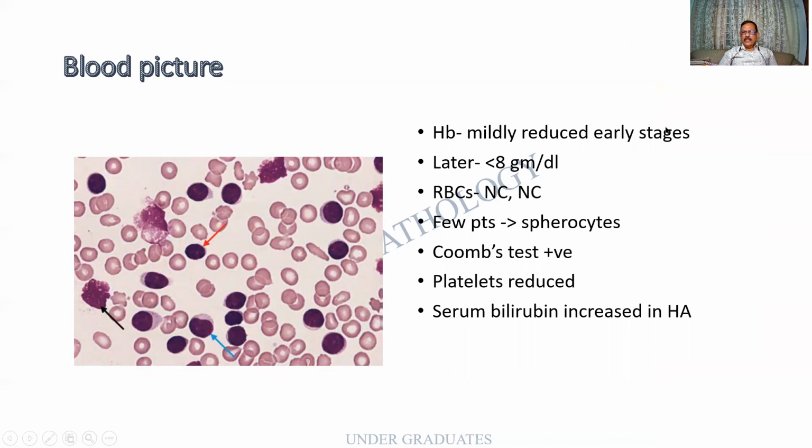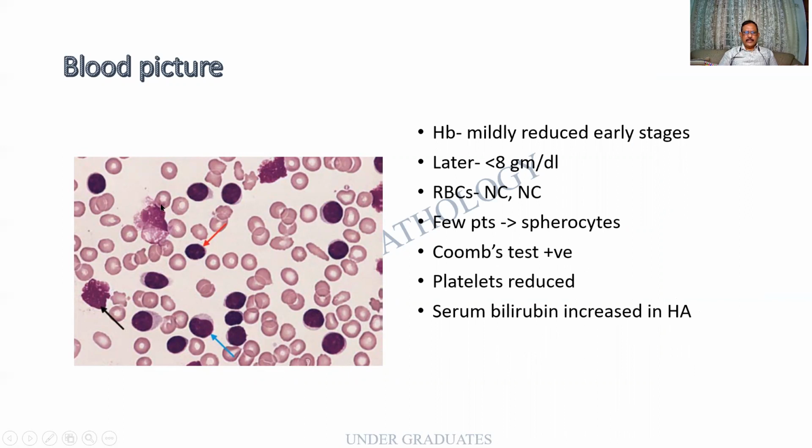So hemoglobin is mildly reduced, but later on it can become moderately reduced. RBCs are normocytic, normochromic. And a few patients can be having spherocytes. There can be an acquired spherocytosis, where Coombs test can be positive. Platelets are reduced. All the leukemias, platelets are reduced except CML. And serum bilirubin can be raised if it is going to be a hemolytic anemia.